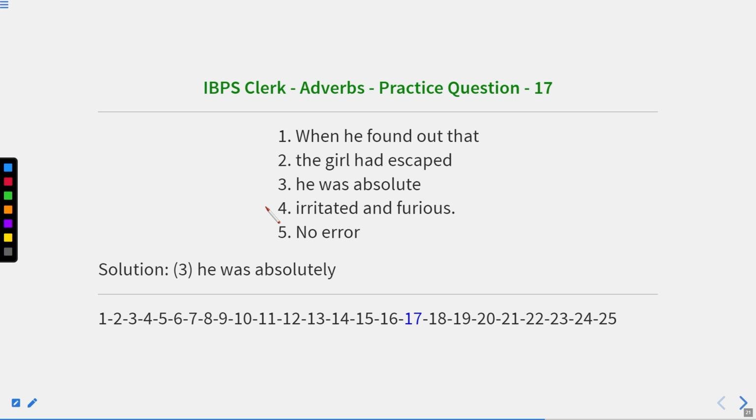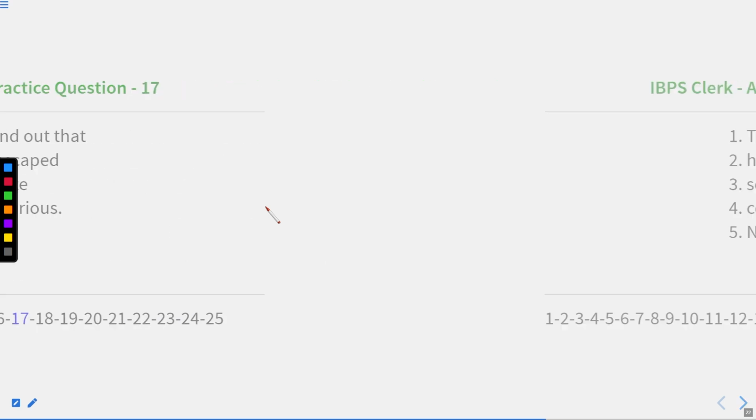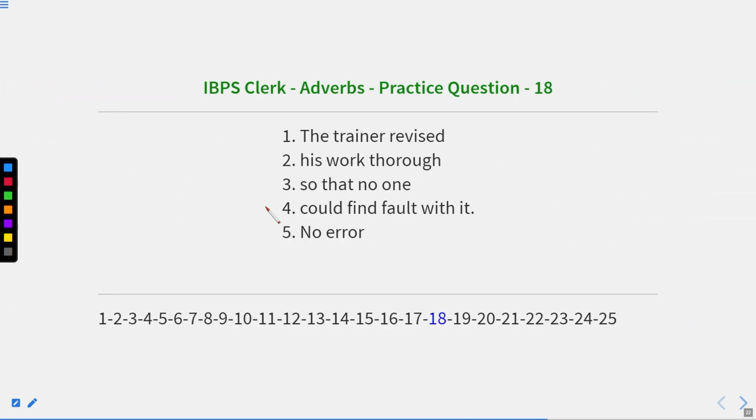Now let us move to the next one, that is question number 18. The trainer revised his work thorough so that no one could find fault with it. Again, if we see this one, revised his work. Work is here verb, and revised is verb. Work is actually object, so it is noun. But we are talking about revised, and she revised it thoroughly, not thorough, it should be thoroughly. So our answer is second, that is his work thoroughly is correct.